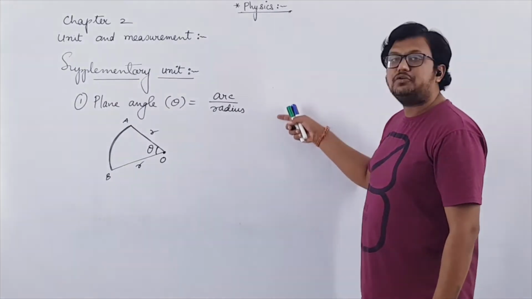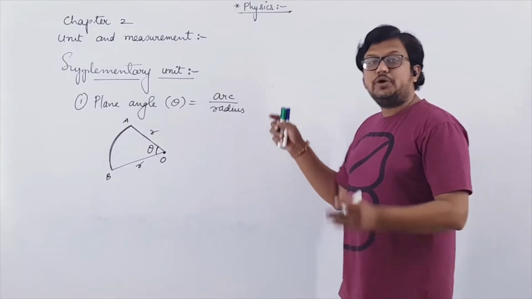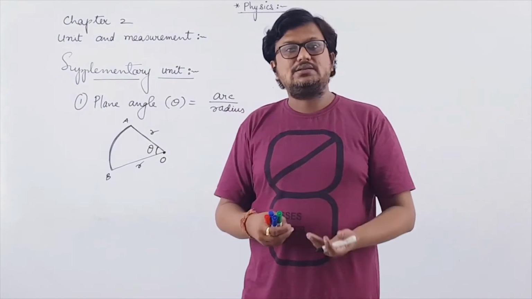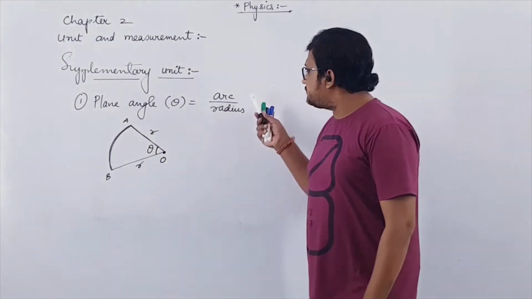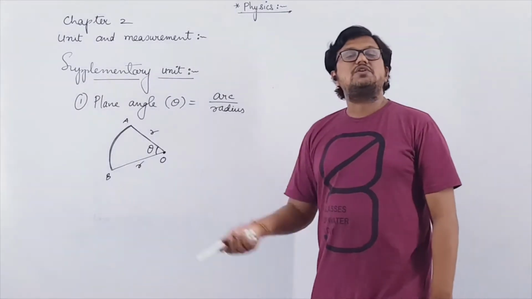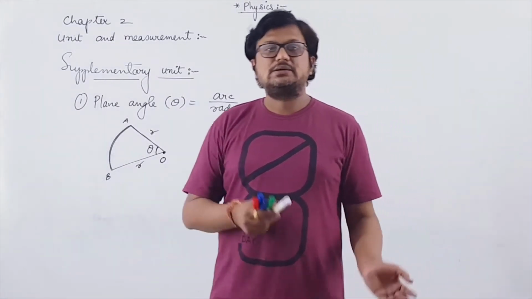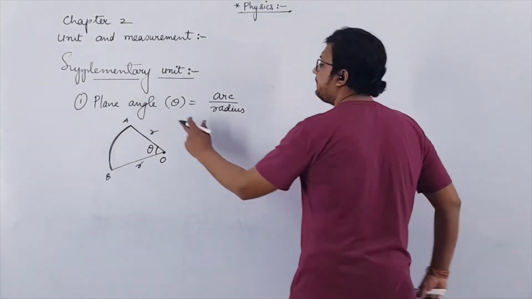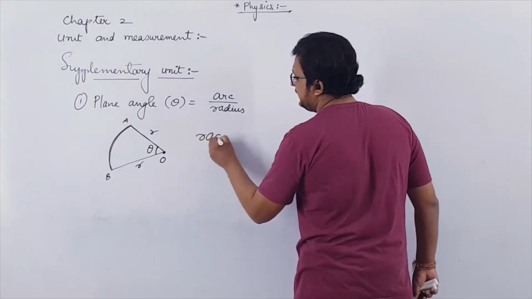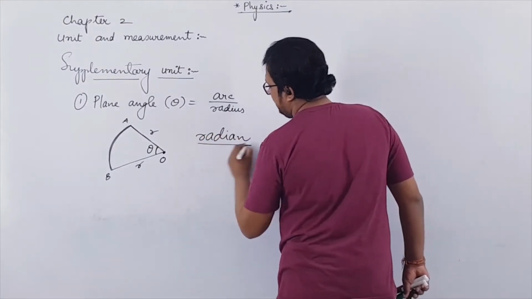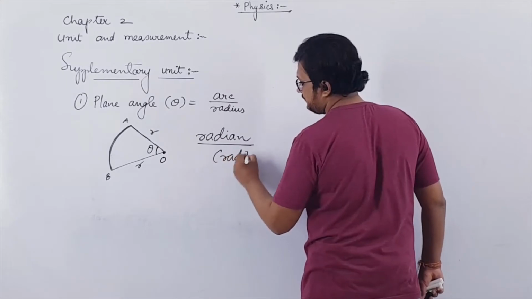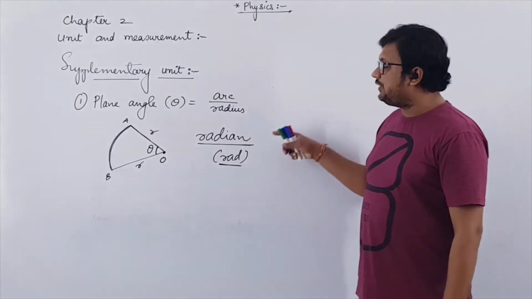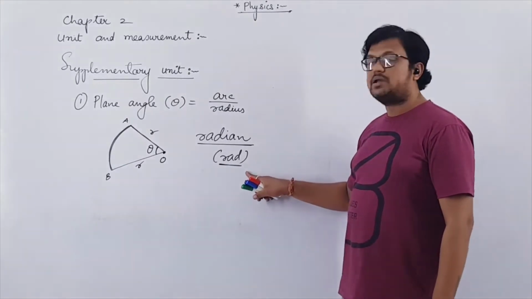It means that it has no such SI unit. But to identify that the given quantity is an angle, we write degree, minute, second. Since the ratio is unitless, a supplementary unit was provided for plane angle. The supplementary unit for plane angle is radian, written as RAD. So plane angle is defined as arc over radius, and its unit is radian.